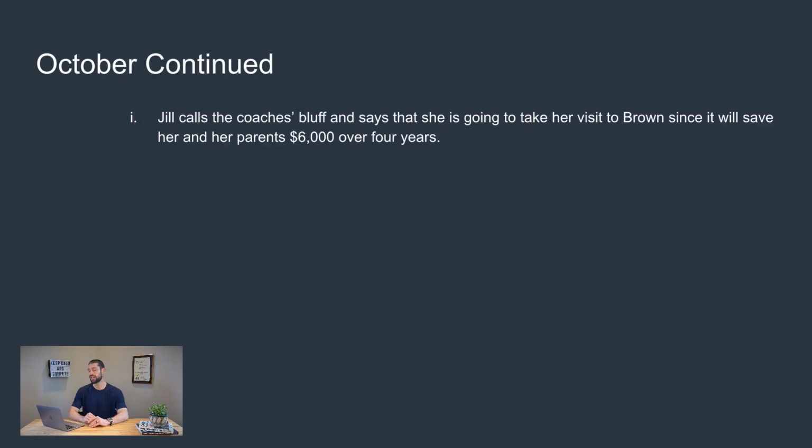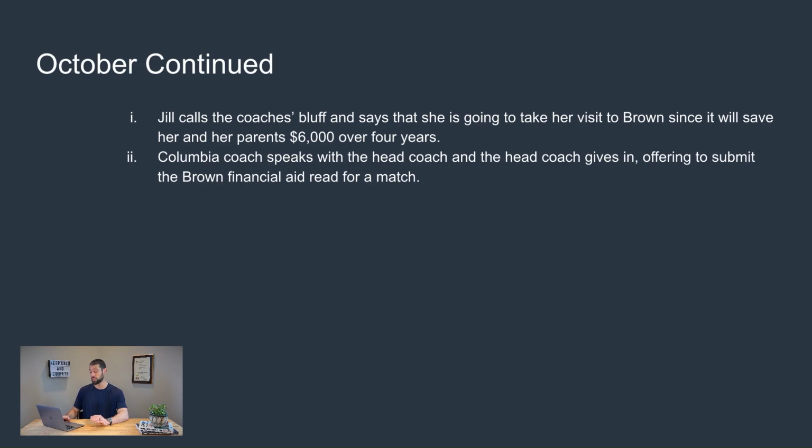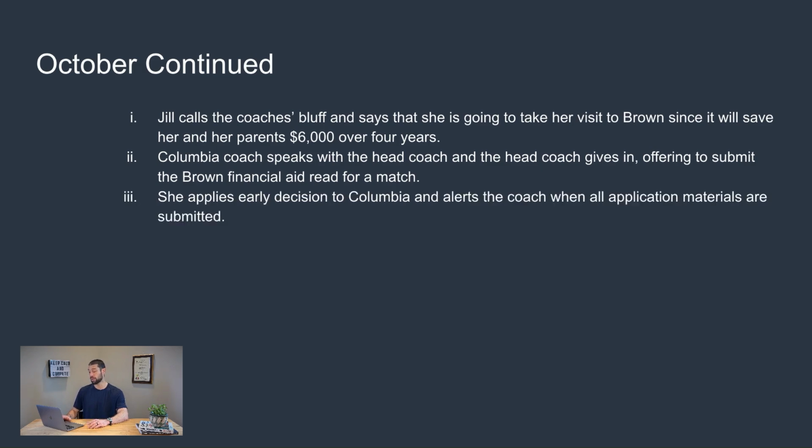October continued. Jill goes ahead and calls the coach's bluff and says that she is going to take her official visit to Brown since it will save her and her parents $6,000 over 4 years. The Columbia coach goes ahead, believe it or not, and speaks with the head coach, and the head coach gives in, offering to submit the Brown financial aid read for a match. Jill applies early decision to Columbia and alerts the coach when all application materials are submitted.